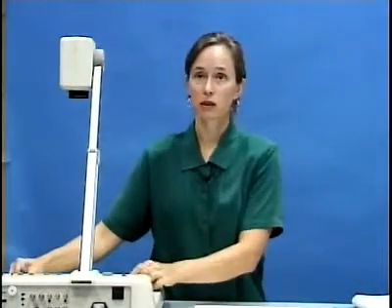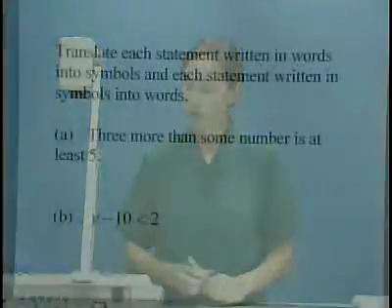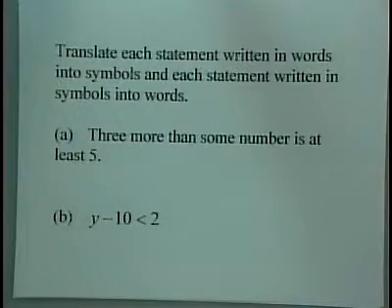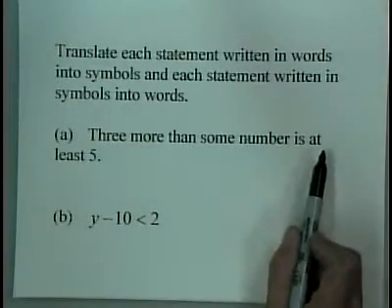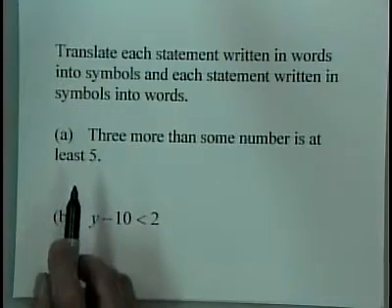Let's start with a little bit of the language of inequalities and the symbols. Here's what we want to do. We want to translate each statement written in words into symbols and each statement written in symbols into words. And the first statement here is written in words. It says 3 more than some number is at least 5.